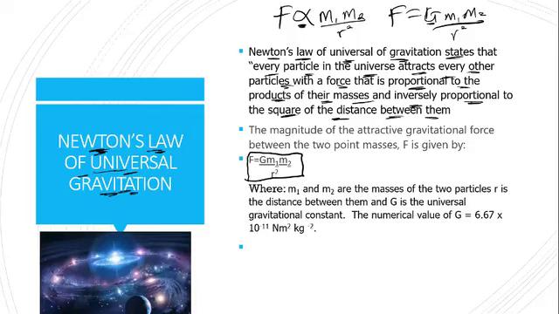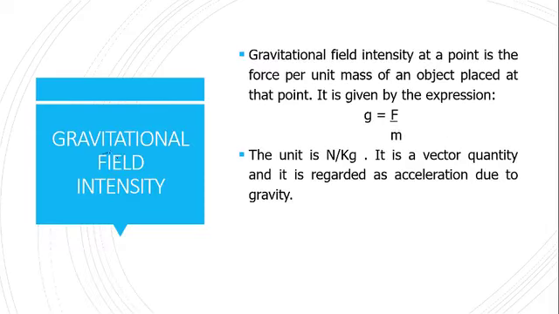So the magnitude of the gravitational force of attraction between 2 point masses F is given by this equation, where m1 and m2 are the masses of the two particles, r is the distance between them, and G is the gravitational constant that has a numerical value of 6.67 times 10 raised to power minus 11 Newton meter squared per kilogram squared. Now let's talk about gravitational field intensity.